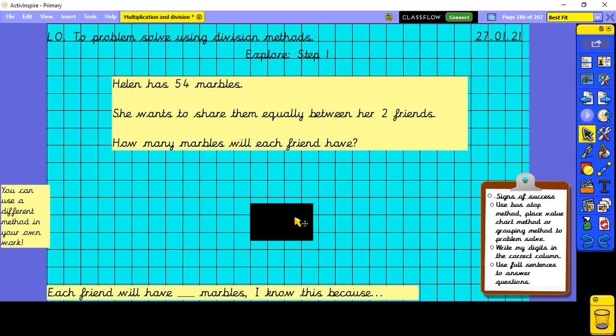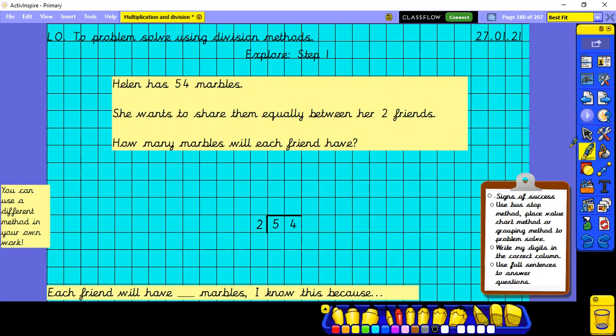Okay, so under my black box here, I have my division that I need to do, which is 54 divided by 2, because Helen has 54 marbles, and she wants to split them equally, the key word being equally, between 2 friends. So 54 divided by 2. Okay, I'm going to go ahead now and do my bus stop method. So how many times does 2 go into 5? I know 2 times 2 is 4, so it's going to go into 5 twice, with 1 left over, because 4 add 1 is 5.